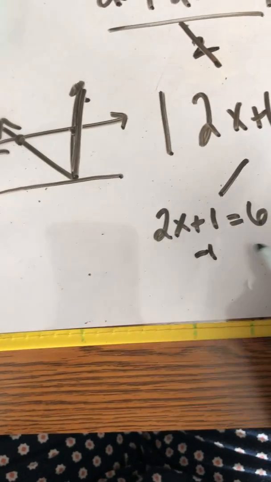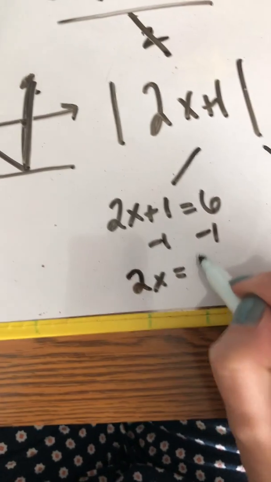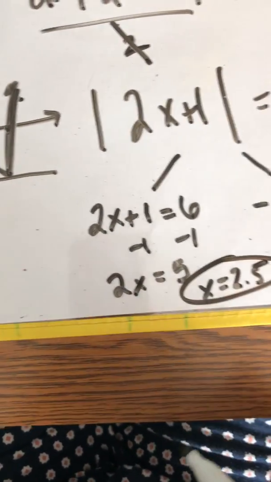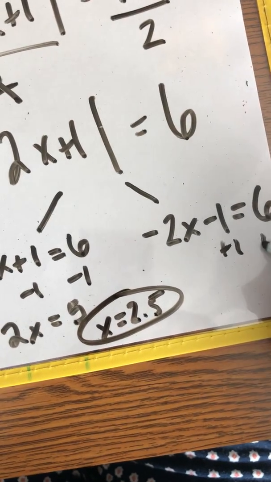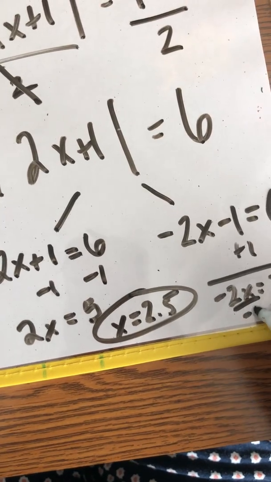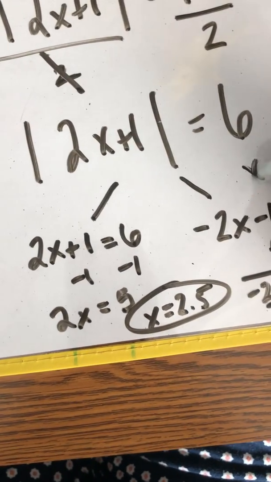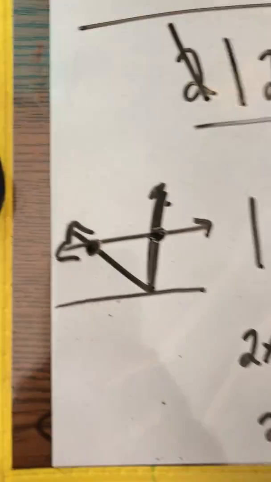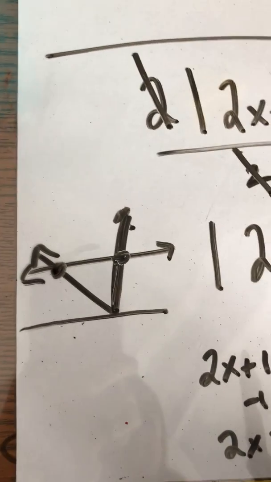Okay? You solve both of these. 2x equals 5, so this solution would be 2.5. That's one of my solutions. And then over here you add 1, negative 2x equals 7, dividing by negative 2, my other solution is negative 3.5. These are my two solutions because these are the two points where the V intersects the horizontal line.